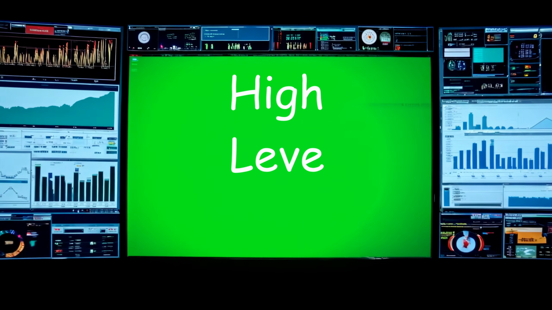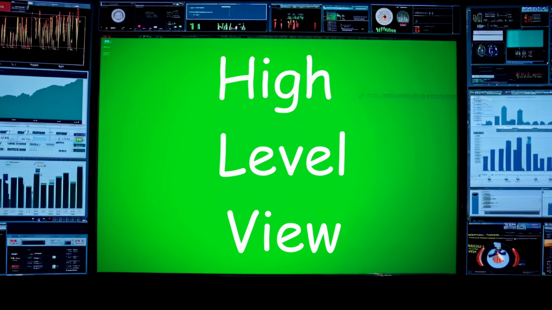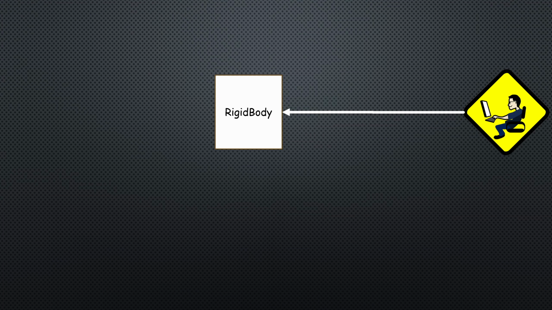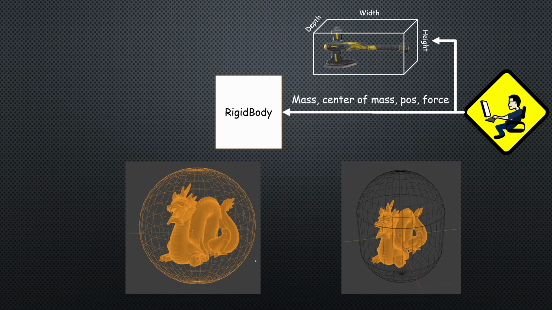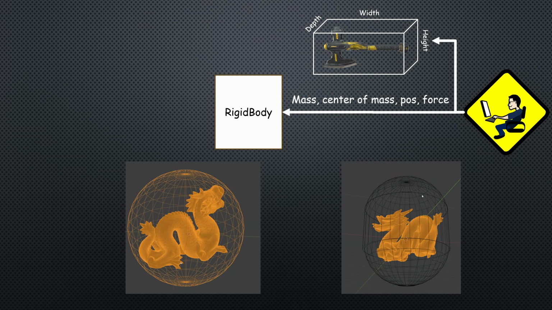Here's a high-level view of the entire process. The user initializes the rigid body object using all the parameters of a point mass. In addition, the user specifies the shape of the rigid body and its parameters. In this video, we will only implement a box, but it is very simple to expand it to other shapes, such as spheres and cylinders.